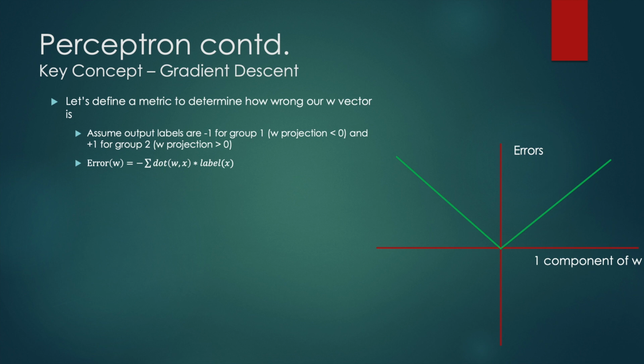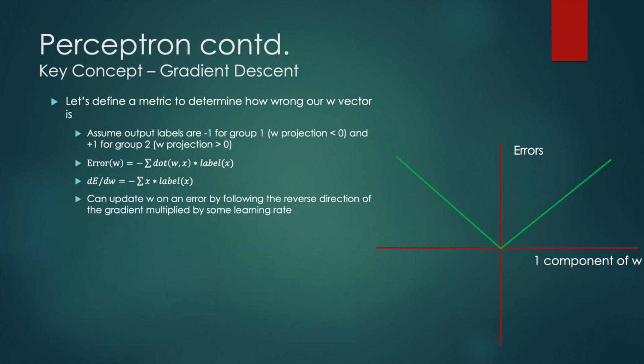So we take the gradient of our function. The gradient of this function with respect to W is x times the label of x, which is either -1 or +1 for group 1 or group 2. We can update our W vector. And again, this is a gradient vector. The dot product, again, taking the derivative gives us the partial derivative with respect to each component of W. So we can update W when we receive an error by following the reverse direction of the gradient multiplied by some learning rate, just like we did in the least squared error example.